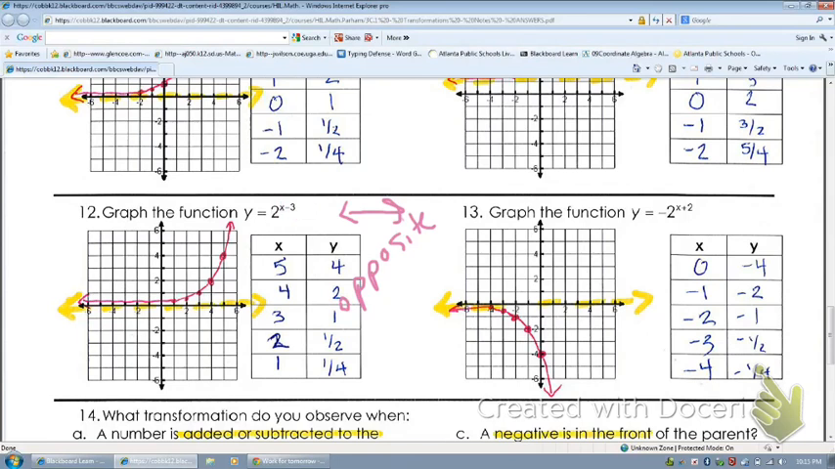Okay? So nothing changes that. Asymptote is still the same. Everything's still the same. But you're only shifting to the right 3.